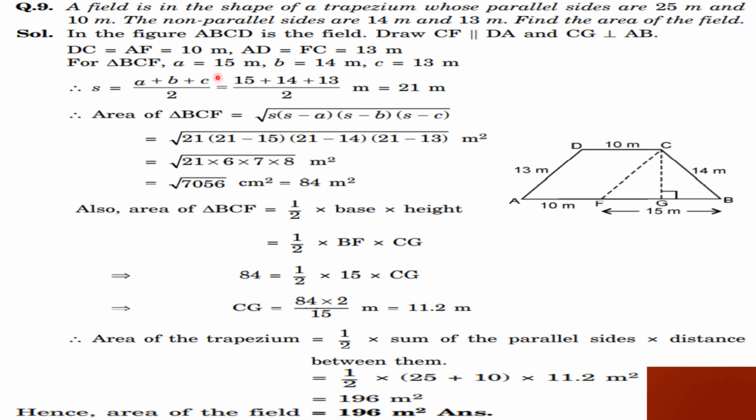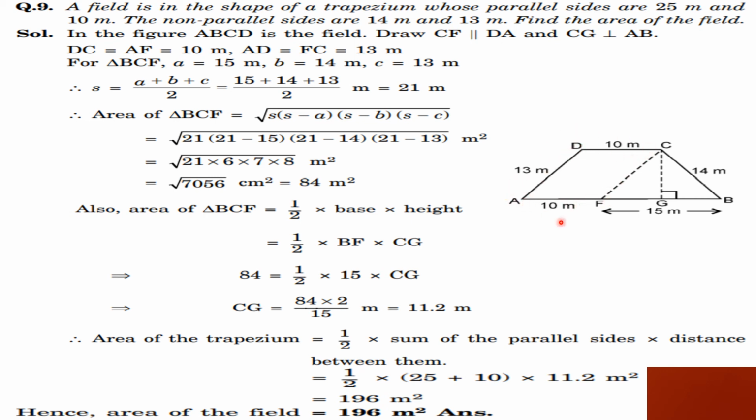In the figure, ABCD is the field. Draw CF parallel to DA. We have drawn CF parallel to DA and CG perpendicular to AB. We have drawn a perpendicular line CG to AB. DC is equal to AF is equal to 10 meters because this is a parallelogram.